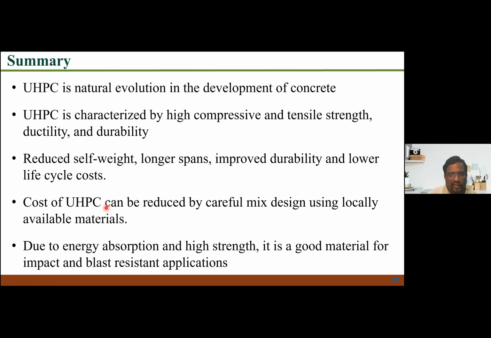The problem or disadvantage with UHPC is that a lot of proprietary systems are available, but they're very costly. However, a mix design can be developed, just like what we designed for concrete mix, using locally available material. UHPC design mix also can be developed using locally available materials. And due to high energy absorption and strength, it is a very good material for impact and blast resistant applications. And a lot of research is right now happening on understanding the blast resistant and high strain rate behavior of ultra high performance concrete.